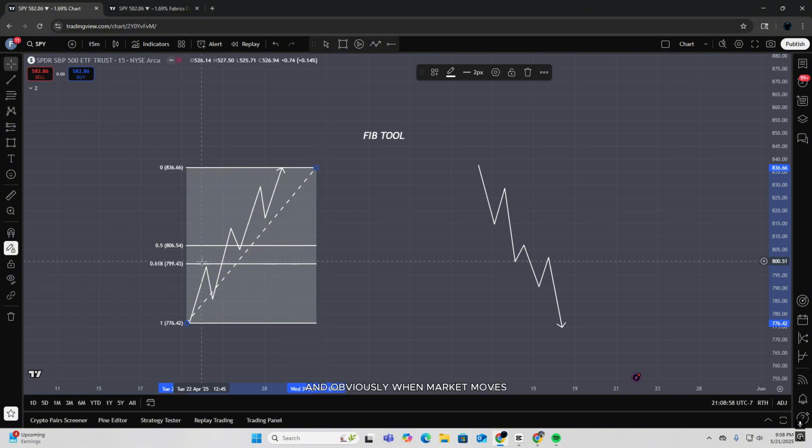And obviously, when the market moves, we're creating fair value gaps. We have a fair value gap here, and we also have a fair value gap here.